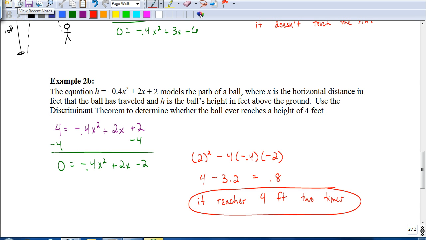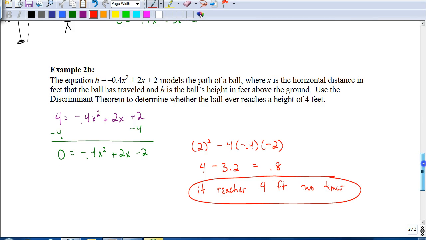Okay, so let's see what you got here. It says the equation models the path of a ball. Again, in this case, we're trying to use the discriminant theorem, this time to see if the ball reaches a height of 4 feet. So what you should have done is put 4 into this original equation and set it equal to 0. It's always your first step. Make sure your equation is equal to 0 first. Then we use our discriminant, and this time our answer is 0.8. The fact that it's a positive answer means that there are 2 real solutions.